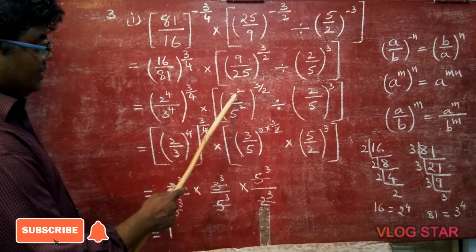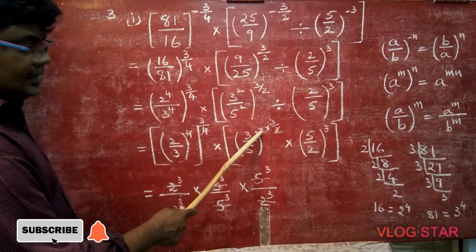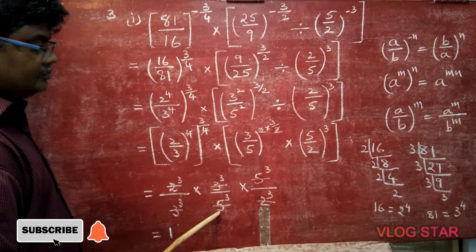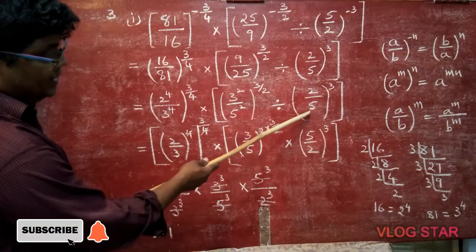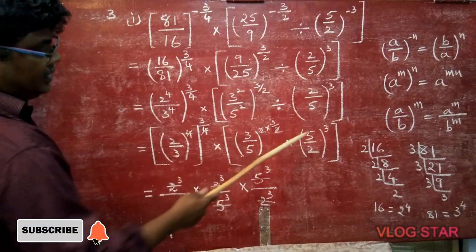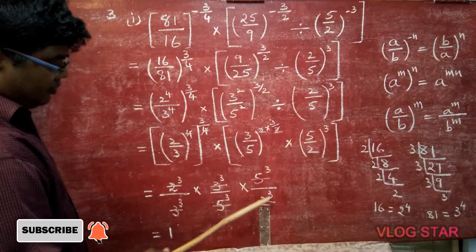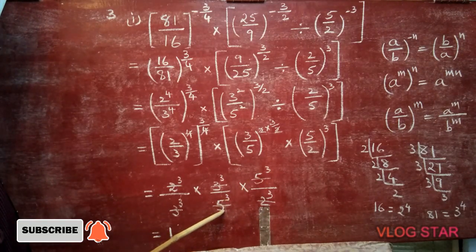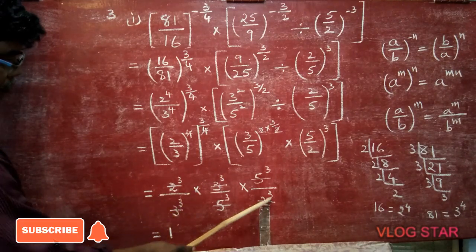Coming to here, (3/5)² into 3/2. 2 gets cancelled. (3/5)³ means 3³/5³. Coming to the next one, division changes into multiplication, and again the fraction becomes reciprocal. Here the power we did, now division we are doing. So (5/2)³ means 5³/2³. Now cancel. 5 cube goes one time, 3 cube goes one time, 2 cube goes one time.